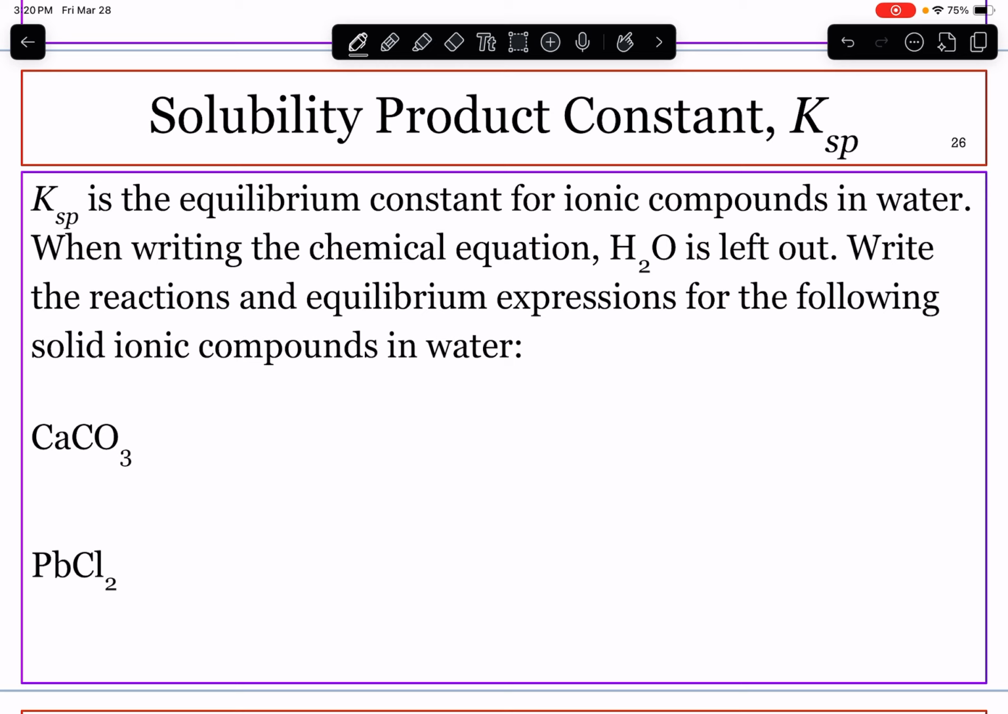So we're going to write out the reactions and equilibrium expressions for the following solid ionic compounds in water.